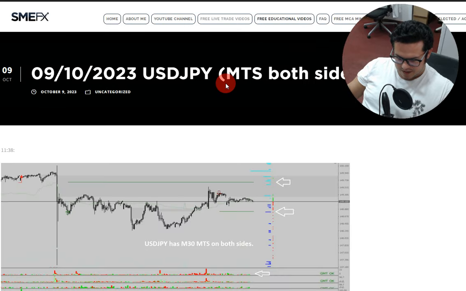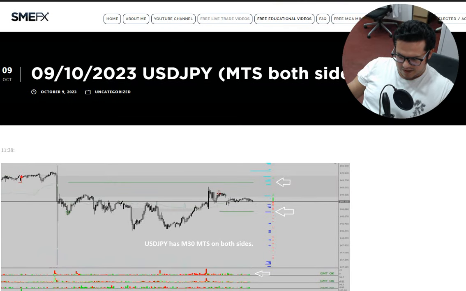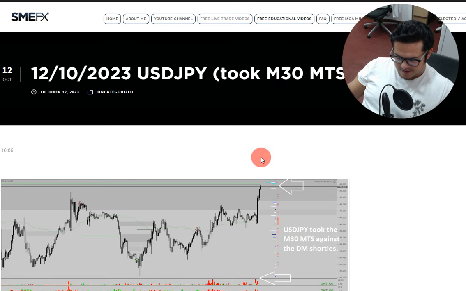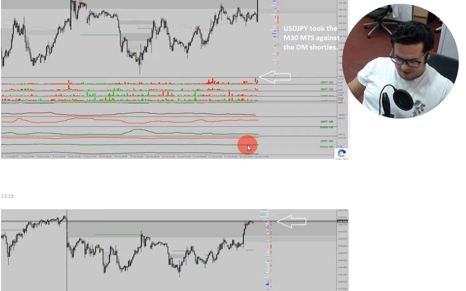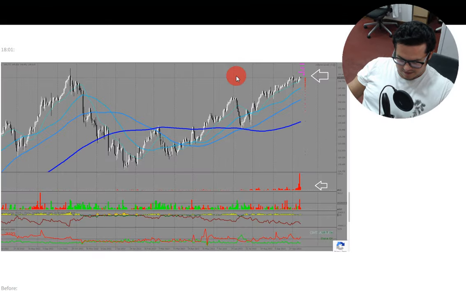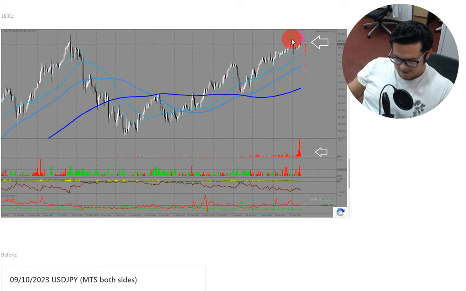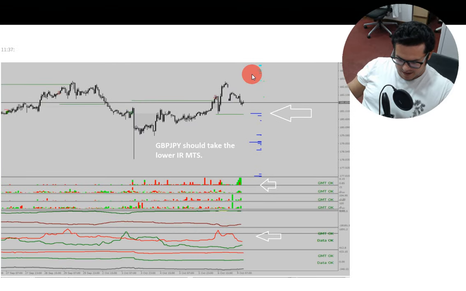Okay. Dollar yen. So first went down against the longies, but overall we have this dynamic going on that they want to take the upper stops of the dumb money shorties. So here on the 12th, it took the upper MTS and the order gap zone against the dumb money shorties, the red bars there. We see it nicely on the day chart, yeah? Remember this gray pattern, short is coming in, so it's going up again. Alright, so it was not difficult to predict that.